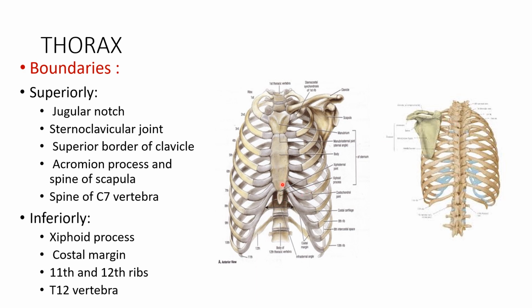Inferiorly, the boundary is the xiphoid process, the costal margin. This is the costal margin. This is the xiphoid process. Then the last 2 ribs you are seeing, 11th and 12th ribs. Then the 12th thoracic vertebra. So the inferior boundary is the xiphoid process, costal margin, 11th and 12th ribs, and the 12th thoracic vertebra.